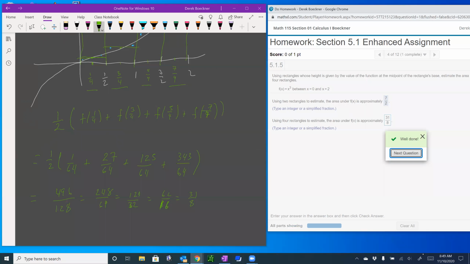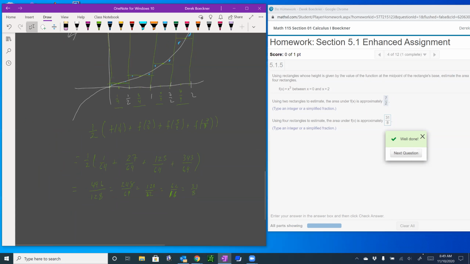Okay. So questions on using the midpoint to evaluate instead of the left or the right?